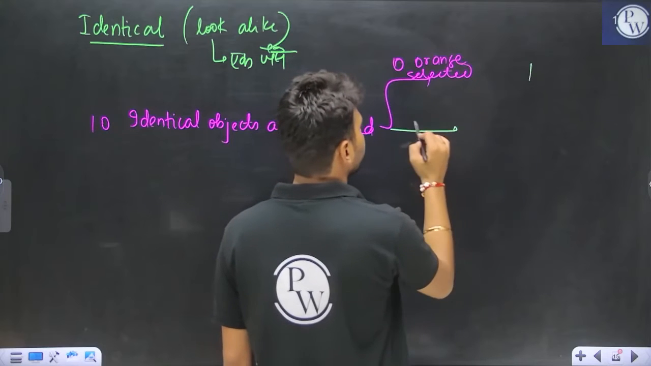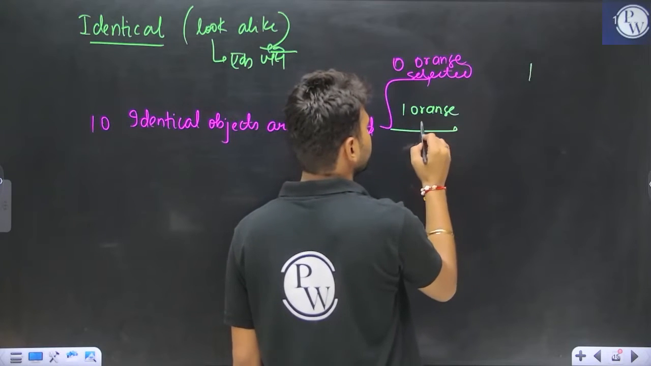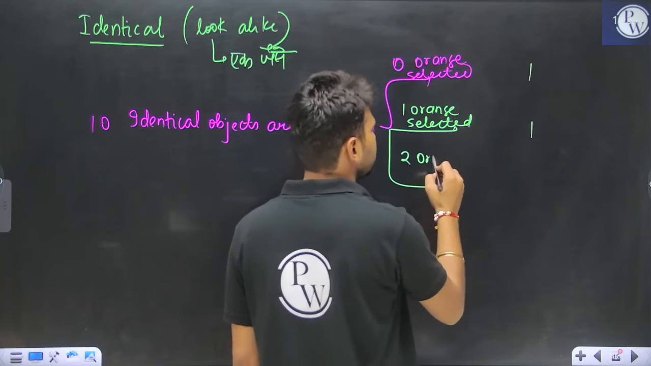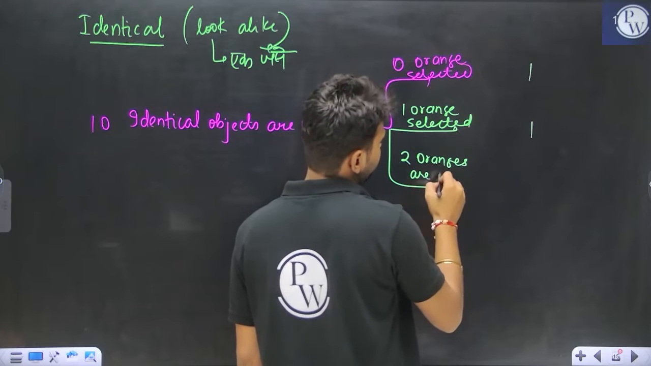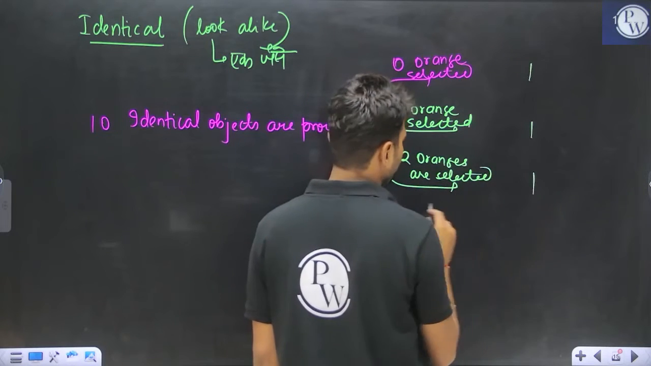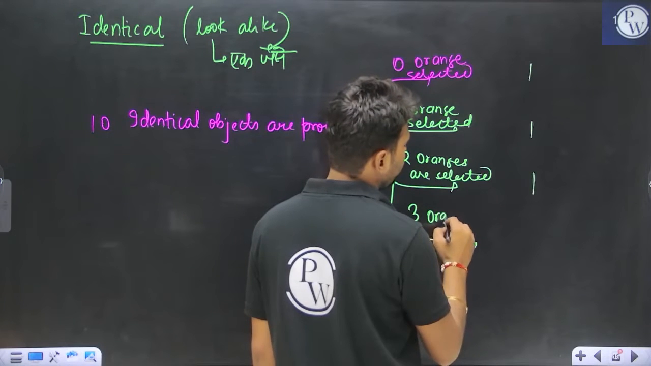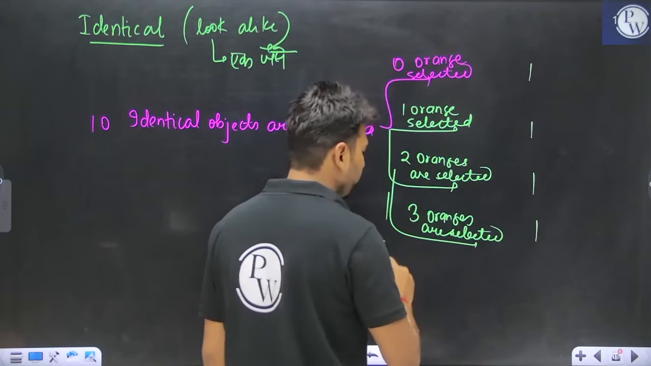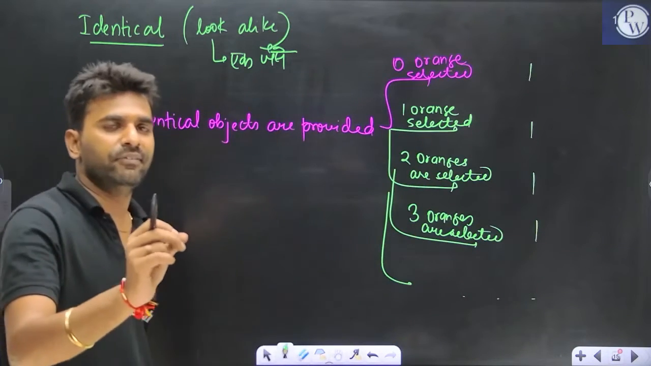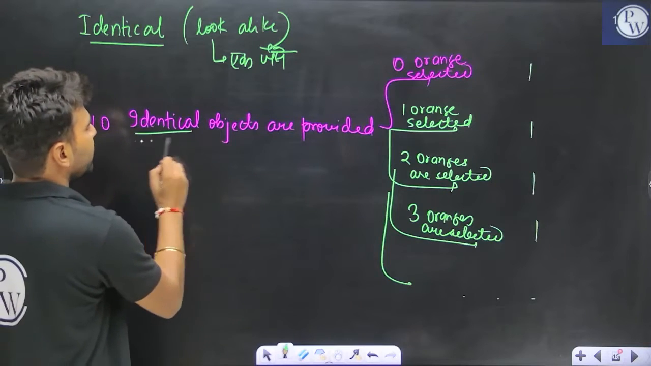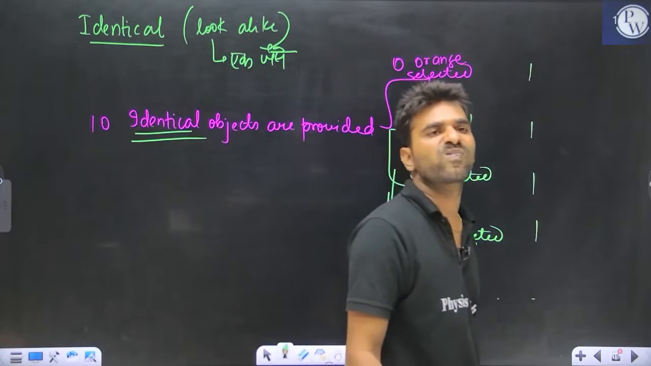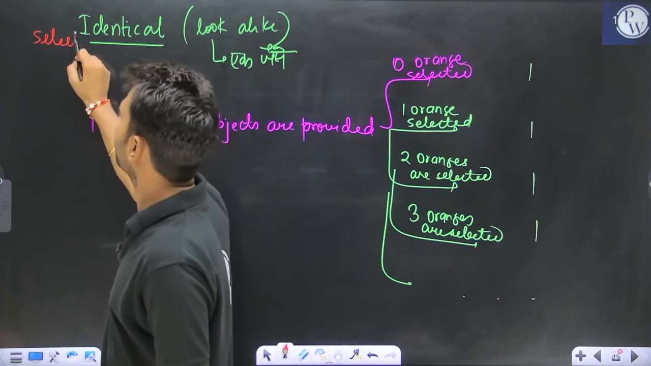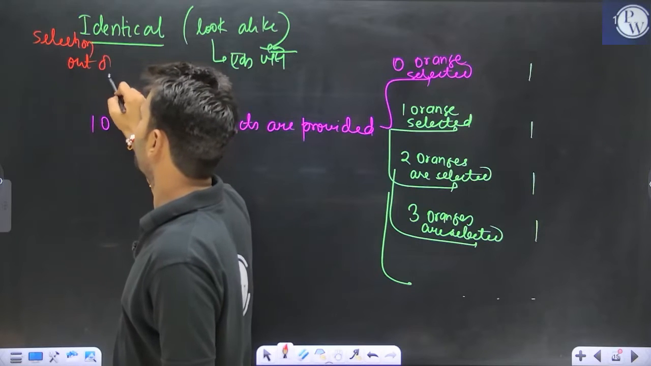If I ask you, 1 orange is selected, in how many ways can you do that? Not 10C1, only 1. If I say 2 oranges are selected, in how many ways can you do that? Not 10C2, it is 1. If I say 3 oranges are selected, in how many ways can you do that? Only one way. I hope you understood this. For any quantity we will have only one way in the case of selection out of identical objects.